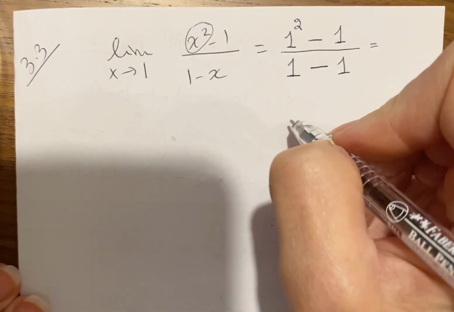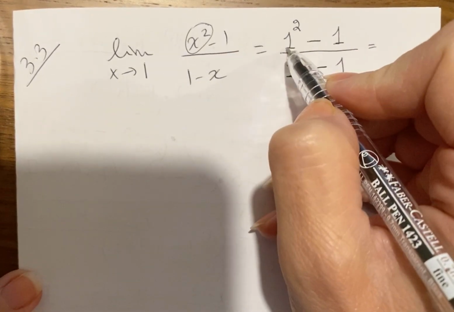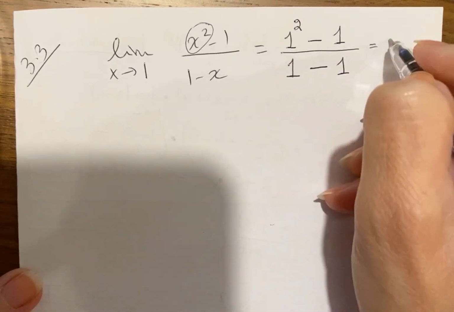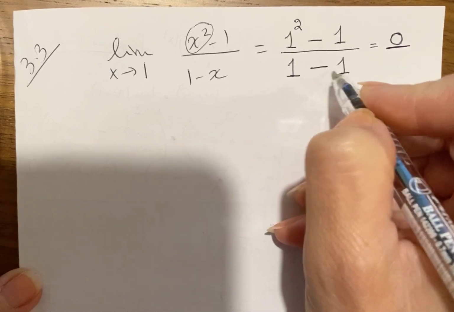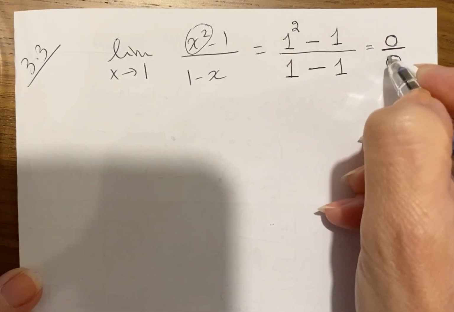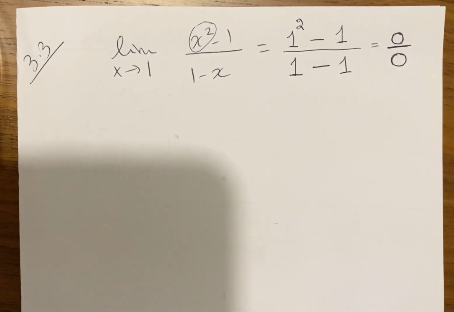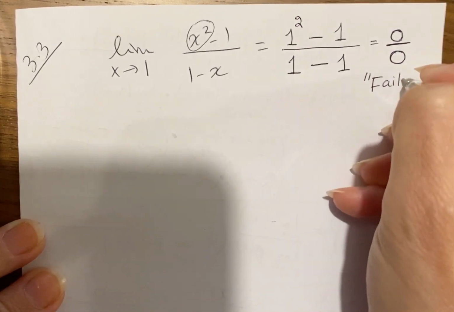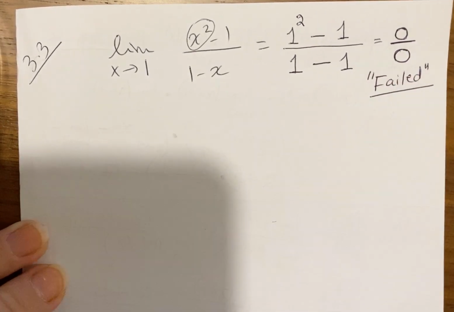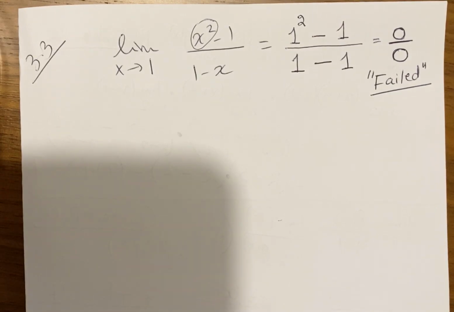But now let me try to calculate this. 1 squared, 1, minus 1, 0, over 1 minus 1, 0. Do you see the major problem? See now? I have failed. Is this a contradiction to what we have learned?